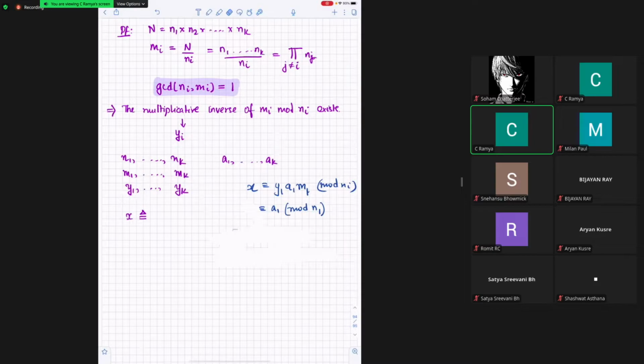So I will write down the solution and then prove it. I have to write y1 a1 m1 plus y2 a2 m2 plus so on plus yk ak mk. Maybe you can take some time to digest that.